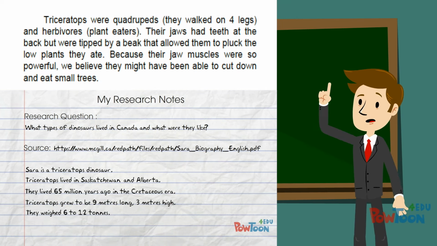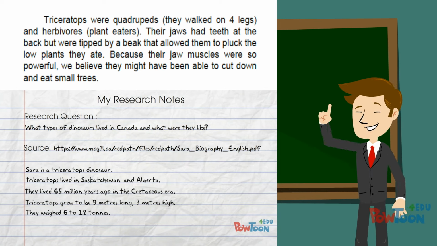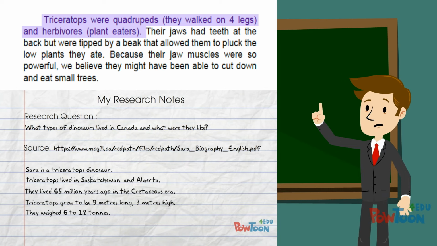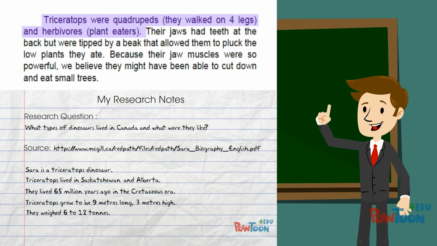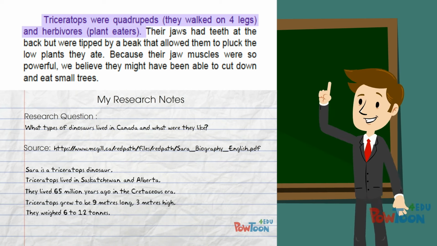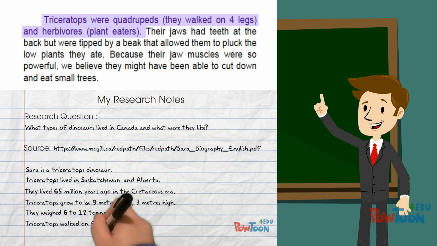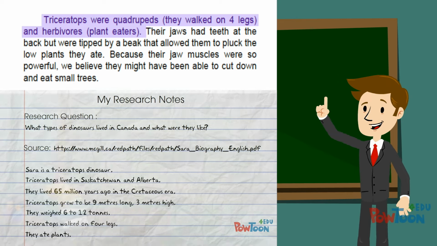The third paragraph talks about how the Triceratops walked and what they ate. Triceratops were quadrupeds. They walked on 4 legs, and herbivores, plant eaters. It then goes into more details about their teeth and jaws, but that is probably more information than we need. If later we find that we need that extra information, we can come back to the document. So for now, in our notes, let's write down Triceratops walked on 4 legs, they ate plants.